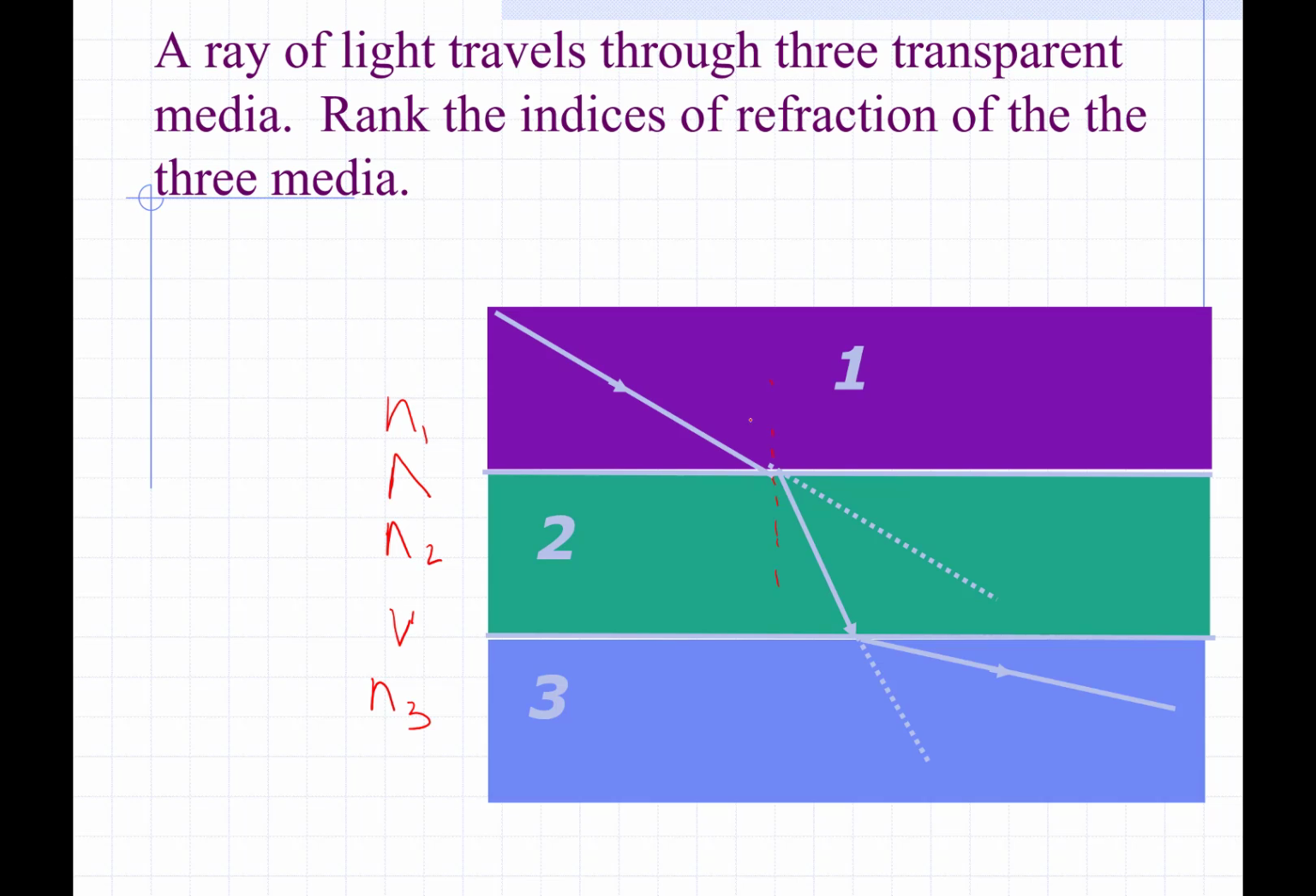If we look at N1, it's at some angle, and if N3 were the same as N1, then this ray would be parallel to this ray. But they're not. The ray in 3 is further away from the normal. If it's further away from the normal, that means it has to be moving faster in that medium, which means it has to be the lowest index. So the lowest index is N3, and then the next highest is going to be N1, and then the next highest is going to be N2. The closer to the normal it is, the higher the index of refraction.